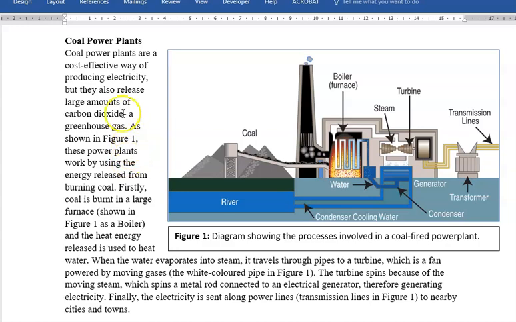There we go. So we've done our descriptive paragraph, we've got our picture or our diagram, and it has a caption, and then we've referred to it in our paragraph so that they link together. So that's how you incorporate pictures into your assignments.